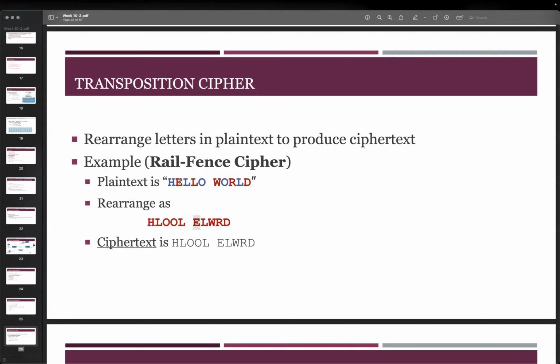You see the letters in red color transposed here. You see a pattern, right? H L O O L here. So this is called a transposition.